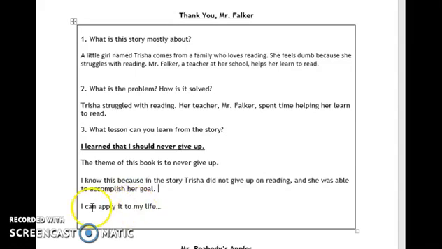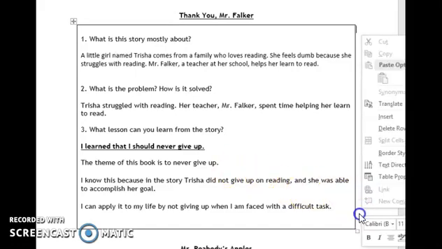The final stem says, I can apply it to my life. So how can I apply this lesson or this message that I've gotten from the book, Thank You, Mr. Falker? I can apply it to my life by not giving up when I am faced with a difficult task.